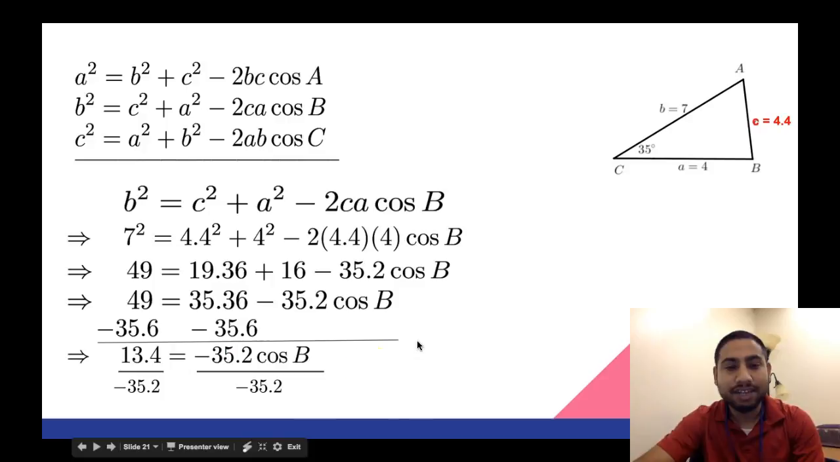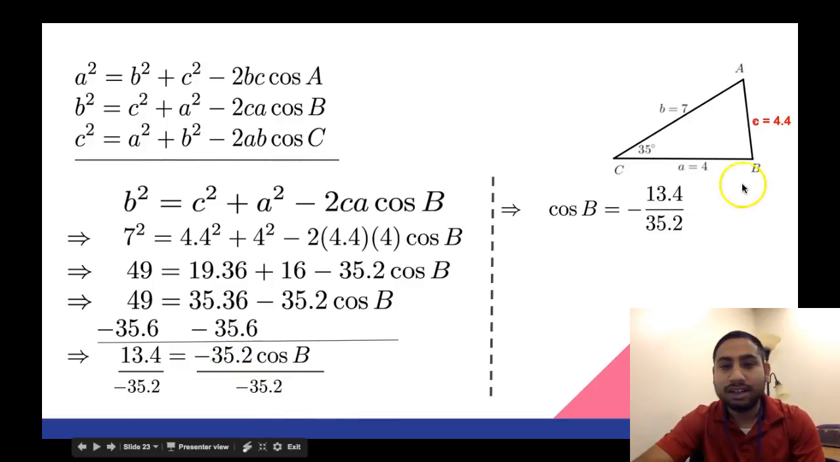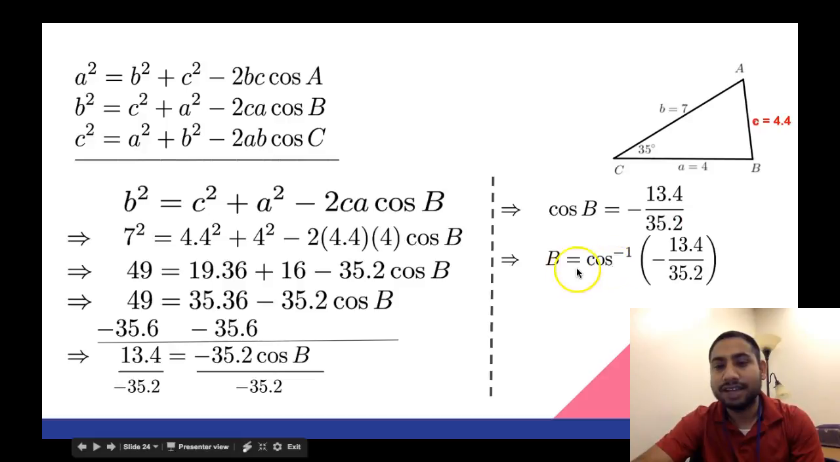We'll divide both sides by negative 35.2, so these two cancel on the right. So we have cosine of B equals negative 13.4 over negative 35.2. And then we'll use the inverse cosine to find the angle B. Make sure your calculator's in degree mode when you're doing this to get your answer in degrees. If you type that in, you'll see that B is about 112.4 degrees.